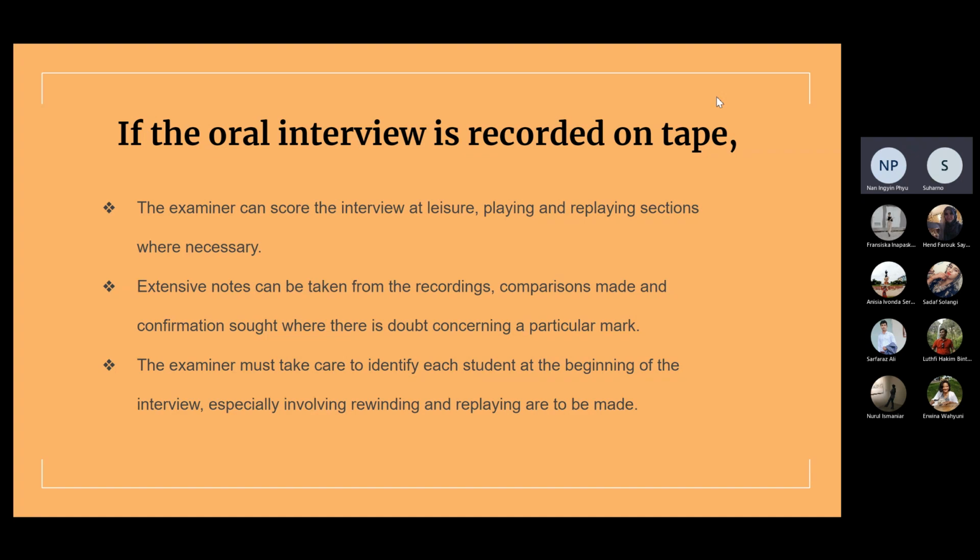The examiner also has to take care to identify each student at the beginning of the interview, otherwise the recordings will get really messed up. Once the student has been identified at the beginning of the interview, it will be in the recording and it will be possible to rewind and replay at that time. So that is the tip for the interviewer if the oral interview is going to be recorded.